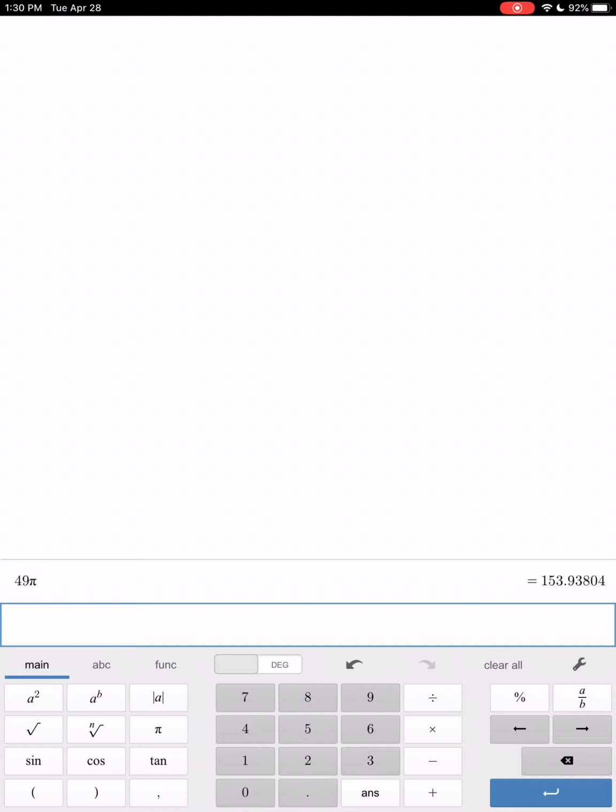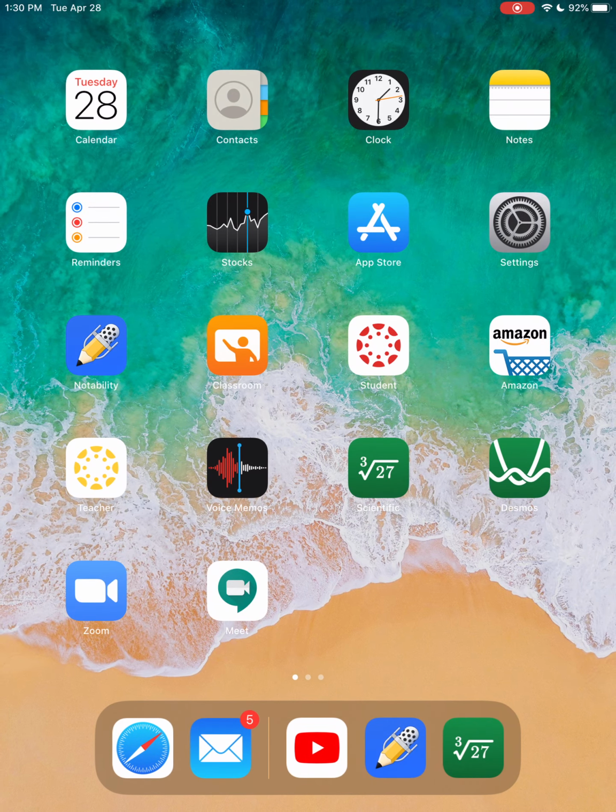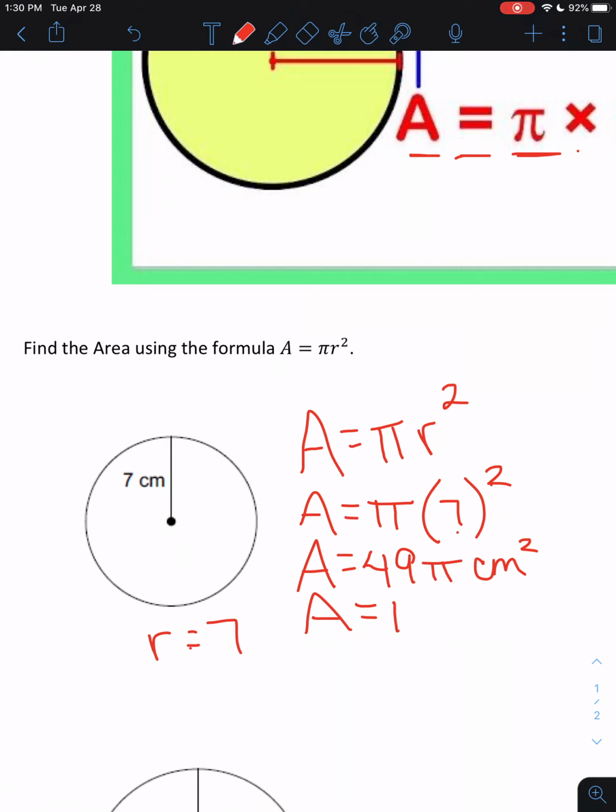But we're going to round to the nearest hundredths, which is the second decimal place, the second spot after the decimal. So 153.94, because we look at that 8, and that 8 tells us to bump that 3 up to the 4. So 153.94 centimeters squared. And so that's our answer.